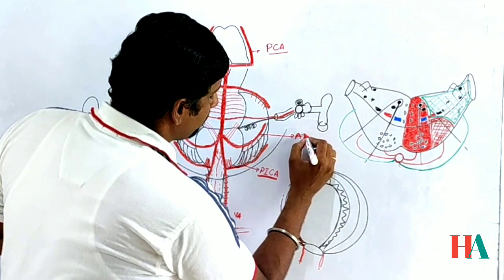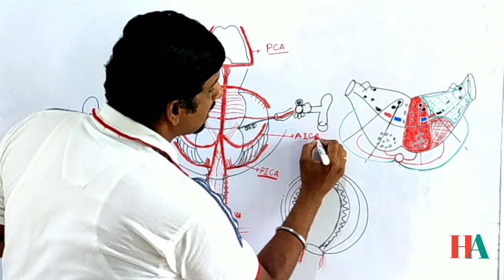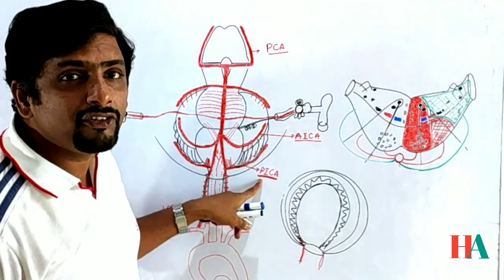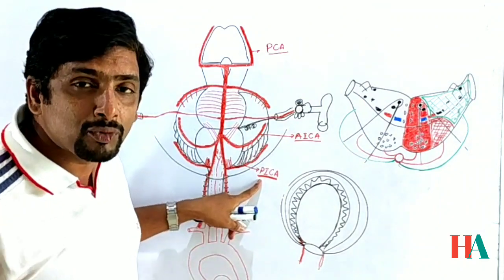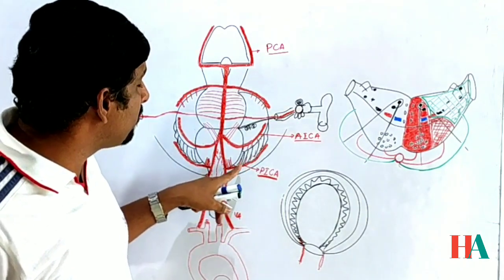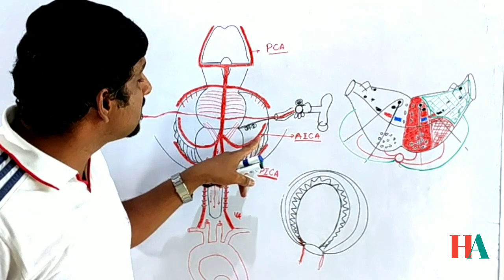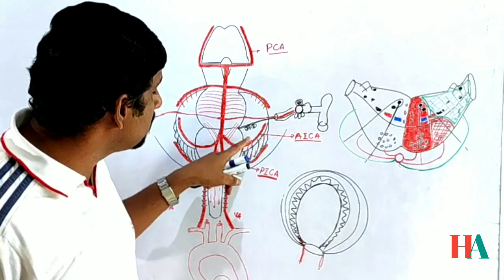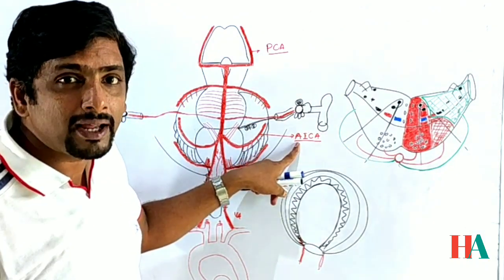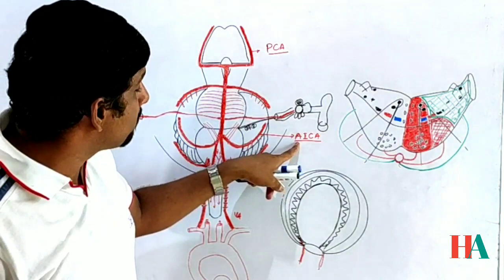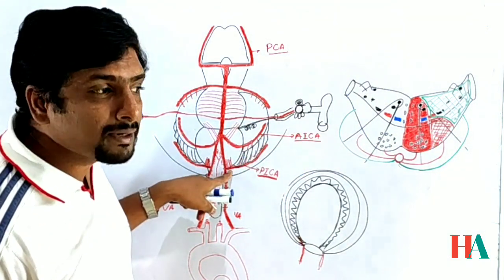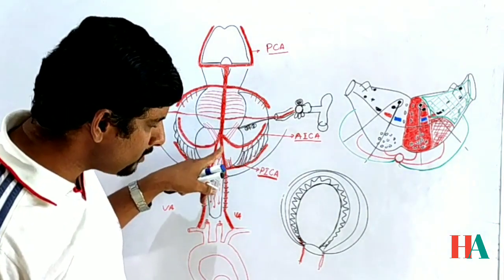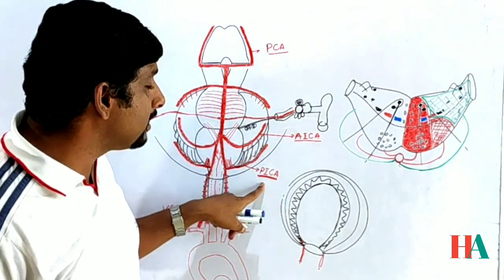The artery name is anterior inferior cerebellar artery. This is a posterior inferior cerebellar artery because it supplies the cerebellum from the posterior side. It goes to the inferior side, but from the posterior aspect. This one runs anteriorly and supplies the inferior part of the cerebellum. Both PICA and AICA supply the inferior part of the cerebellum, but their origin is different: this artery is from the posterior aspect, and this is from the anterior aspect of the vertebral artery. So this is called AICA and this is PICA.